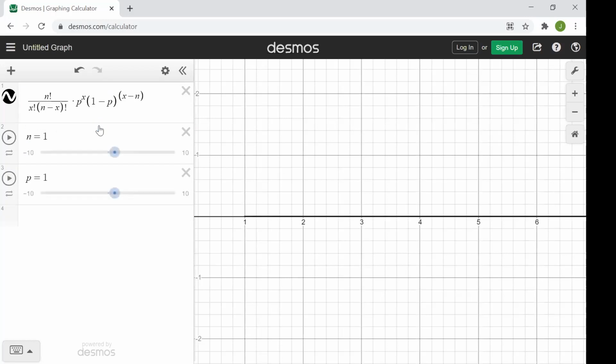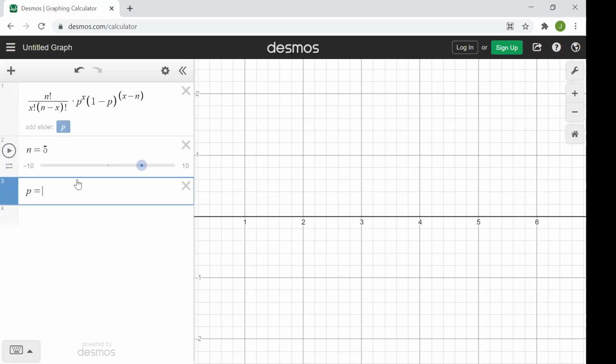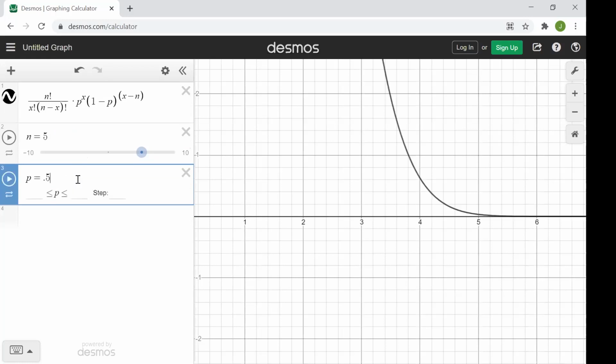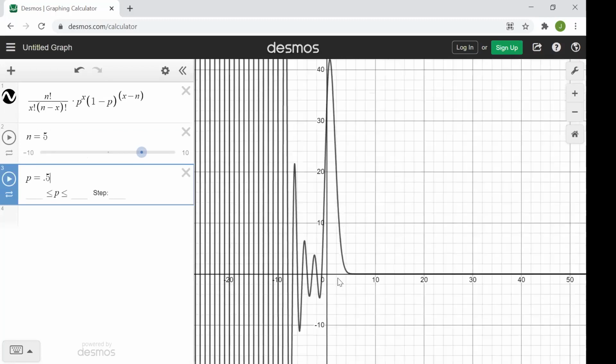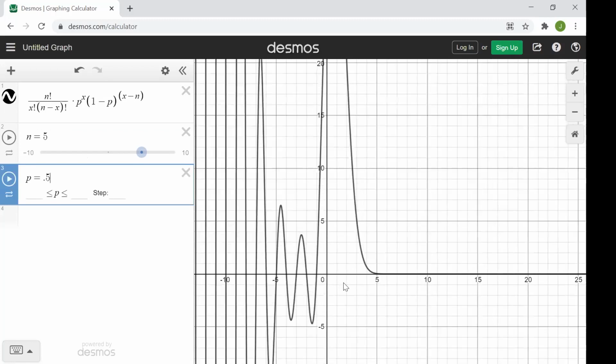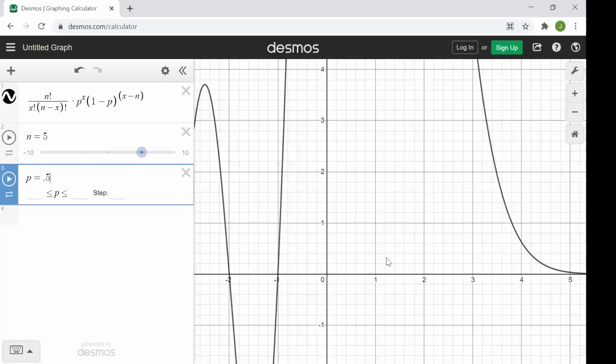Add them all. So, let's suppose we're flipping our coin and we're flipping it 5 times and the odds are 50-50. There we go. This is a very goofy looking distribution.